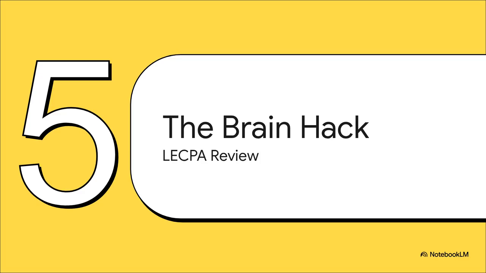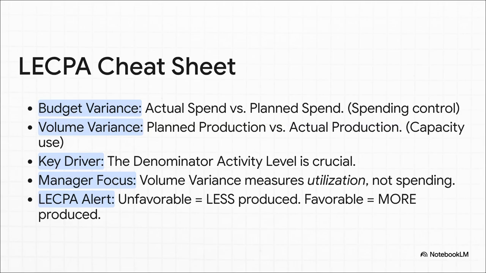Okay, so we've built our dashboard, we've seen how the dials work. Now, let's lock this in. Let's boil it all down into a brain hack, a little cheat sheet designed to stick this in your long-term memory for the CPA. Here it is, your brain hack. The budget variance is just actual spend versus planned spend. Easy. The volume variance is actual production versus planned production. The key number driving all of this is that denominator level you picked way back in the planning stage. And for a manager, the volume variance is about utilization, not spending.